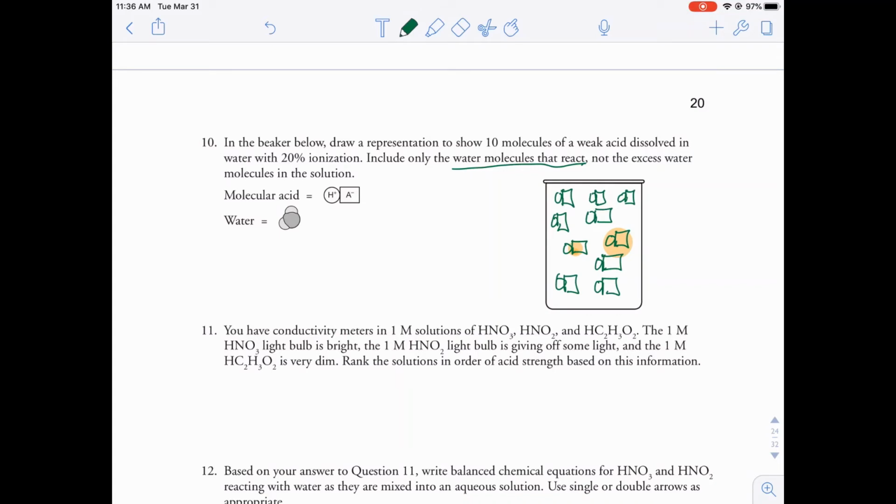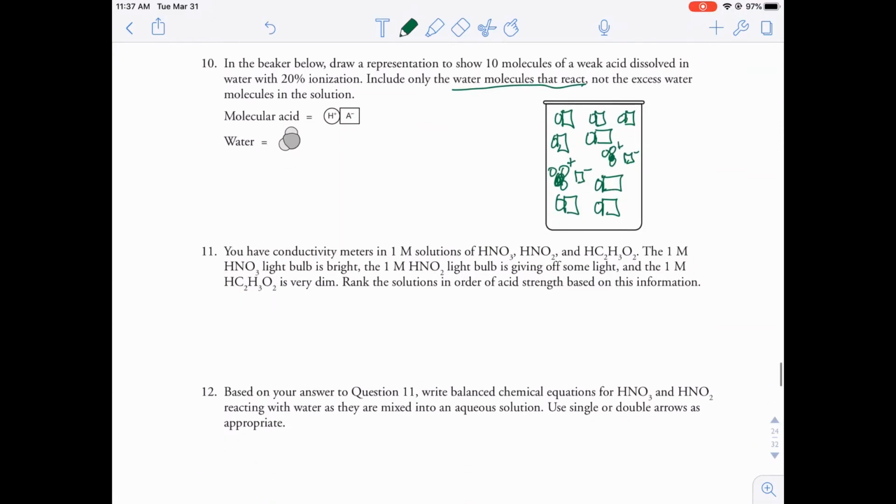We're going to take this guy and break him apart. And we'll take this guy and break him apart. Okay, and we've got 20% of them reacted.